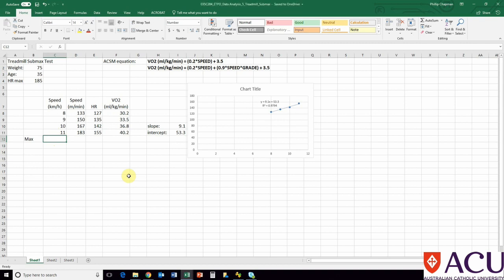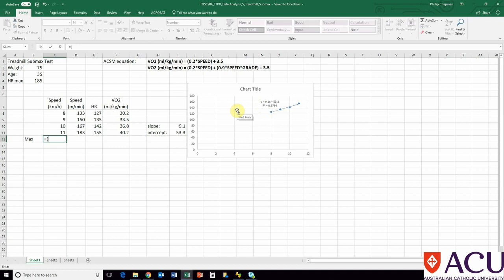So we need to calculate what is that maximum speed, or the speed where he will reach his max heart rate, and therefore by definition his VO2 max. So equals, we need to rearrange this equation for X. Okay, so it's going to be the Y minus the intercept divided by the slope.